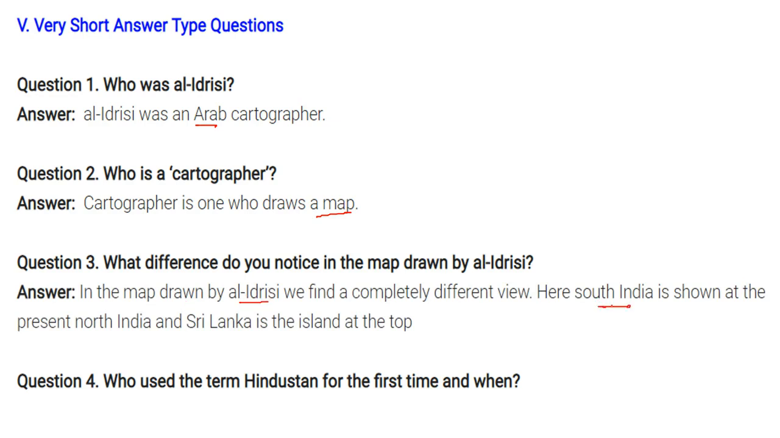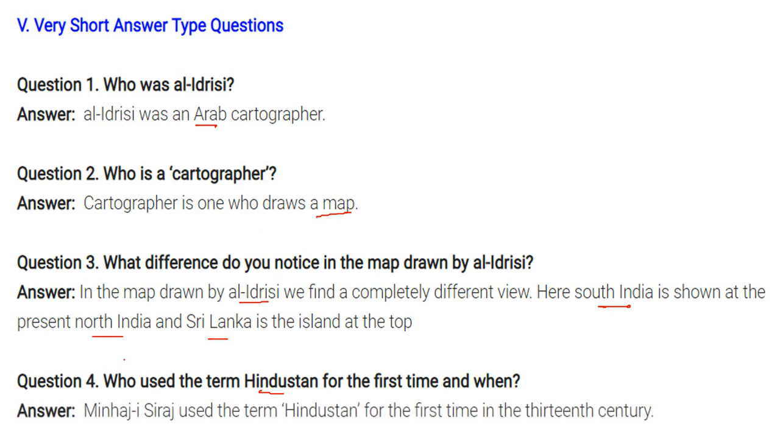South India is shown at the top, where North India is right now, and Sri Lanka is the island at the top, which should be down below. Who used the term Hindustan for the first time and when? So Minhaj-e-Siraj used Hindustan for the first time in the 13th century.